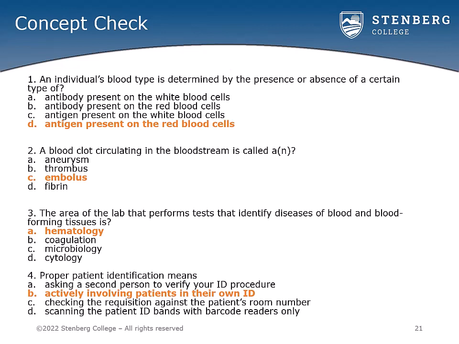Question 4. Proper patient identification means B. Actively involving patients in their own ID, as per CLSI standards. In A, asking a second person to verify your ID procedure, no, you should be IDing it well enough on your own. In C, checking the requisition against the patient's room number, no, we never use the patient's room number to identify the patient. And in D, scanning the patient ID bands with barcode readers only, no, the patient must also state their first name and last name and state their date of birth.